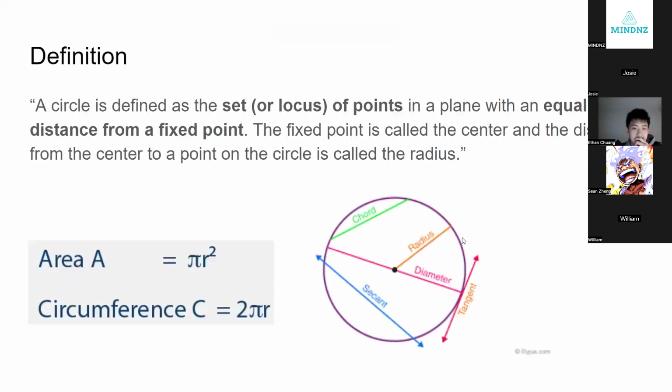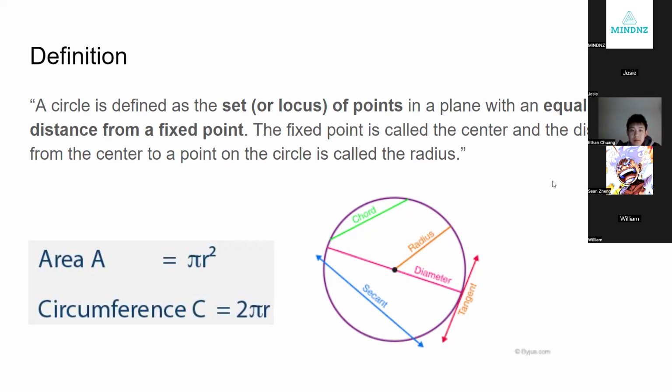Okay, so here's some theorem. This is a definition of a circle. A circle is the locus of points in a plane with an equal distance from a fixed point, and you guys probably know this. The fixed point is called the center, and the distance from the center to a point on the circle is called the radius. If you look at the diagram here, if you pick any point on the purple line, it's always going to be the same distance from the black dot, which is the center. And as you can see here, there are a few terms that you should know.